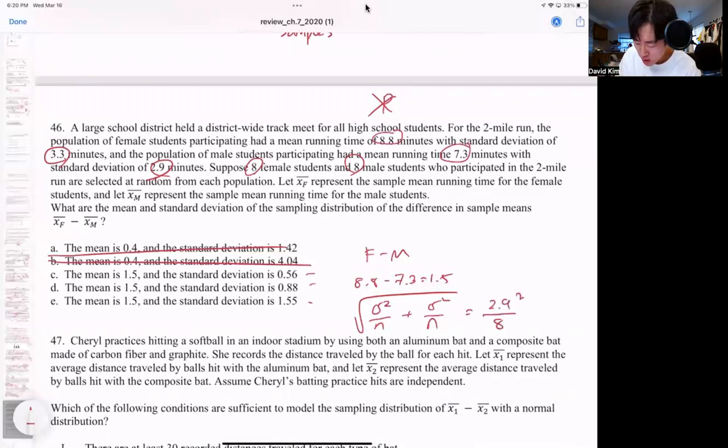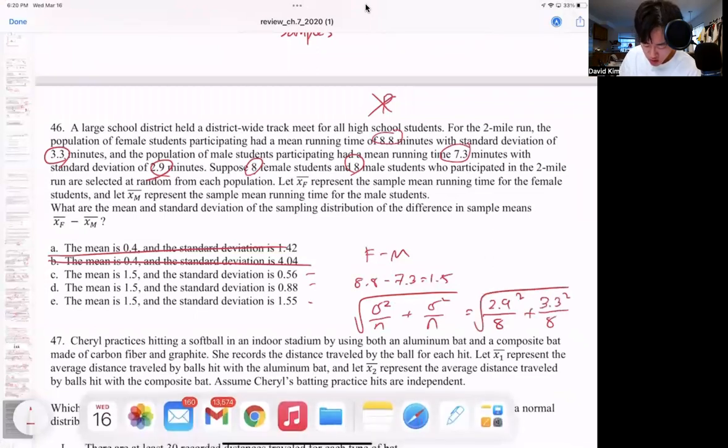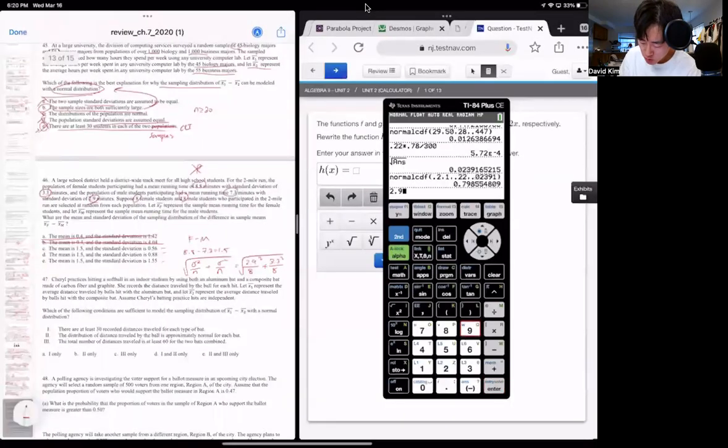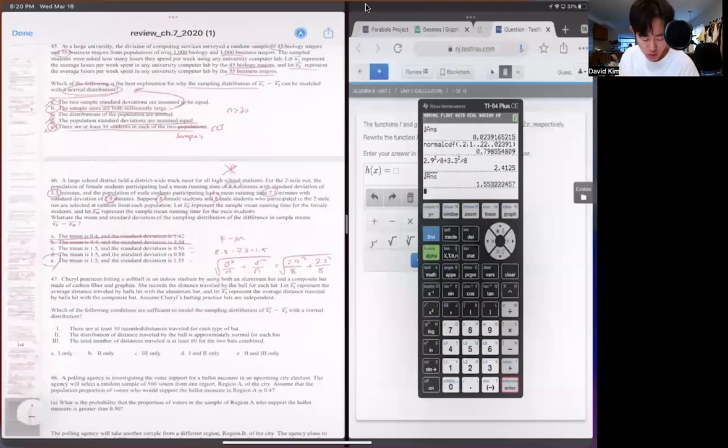So 2.9 squared over 8 plus 3.2 squared over 8. And we're just going to square root that to find out the correct standard deviation. So 2.9 squared divided by 8 plus 3.3 squared divided by 8, and square root the whole thing. 1.55 is the correct choice. So 46 is indeed E for this one.